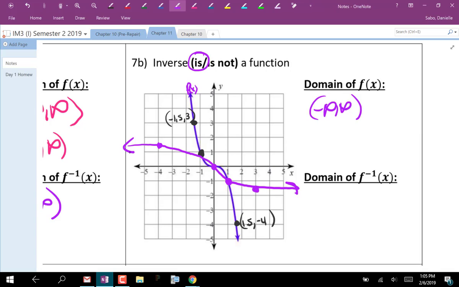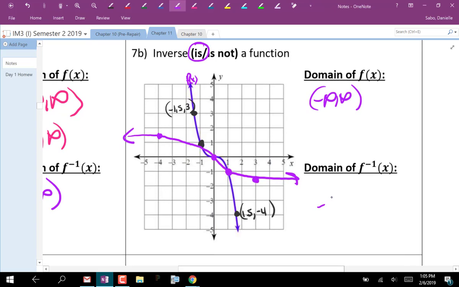What is the domain of that purple graph? Does it go forever to the left and forever to the right? Yeah, it does. So all real numbers. You can see it's pointing left and pointing right.